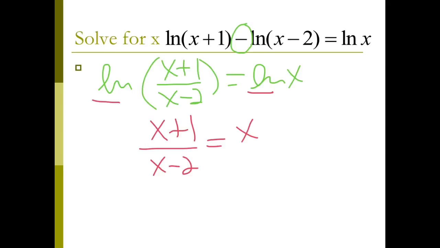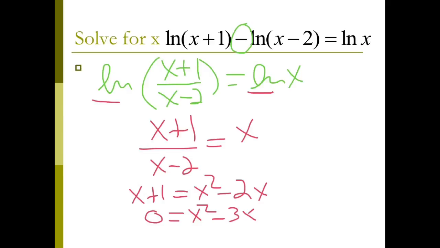I'm going to go ahead and cross multiply here, which gives me x plus 1 is equal to x squared minus 2x. I'll move everything to one side, subtracting an x and subtracting the 1, which gives me x squared minus 3x minus 1. And then my last step would be to try and factor this. Unfortunately, it's not going to factor, so I would have to move on to doing my quadratic formula. And I'll do that over on the side here.